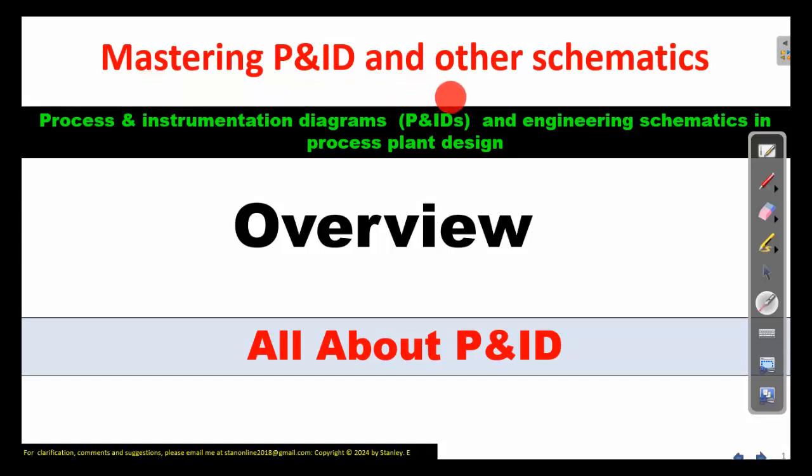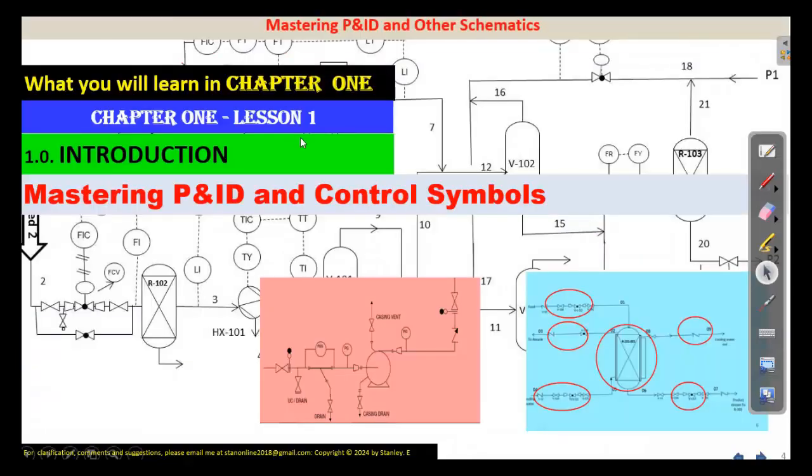Hello, Master P&ID and other schematics: process and instrumentation diagrams (P&IDs) and engineering schematics in process plant design. Overview. It's all about P&ID. Today we are looking at the course content. What you learn in chapter 1, lesson 1. Here we are going to be looking at the complete introduction to Master P&ID and control symbols.